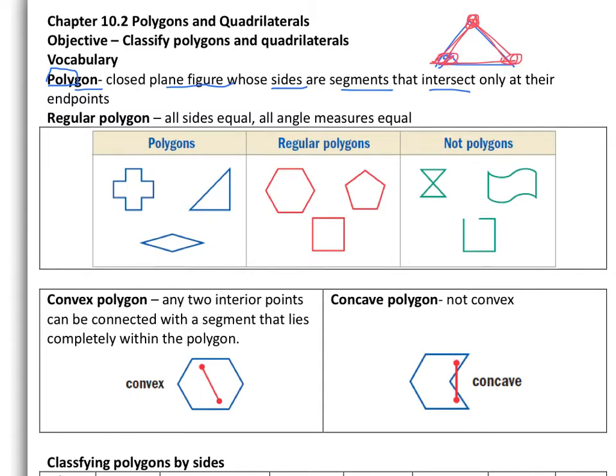So as you can see here, you have 3 shapes: a cross, a triangle, and a quadrilateral of 4 sides. They all have segments that intersect. For example, 12 segments here, and they intersect at 12 endpoints. 1, 2, 3, 4, 5, 6, 7, 8, 9, 10, 11, 12.